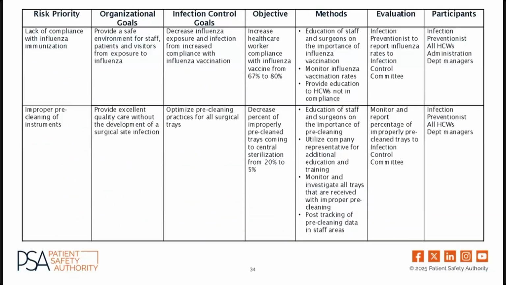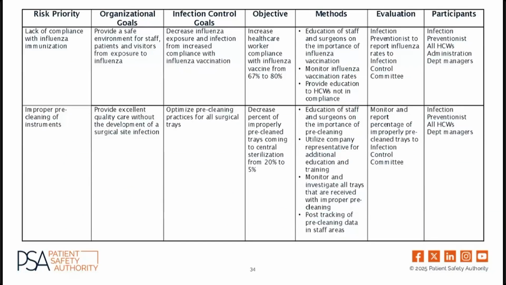So we've got our goals, and this is how we're going to lay them out and how we really want to look at them in a broad sense. So again, what is our risk? Lack of influenza immunization. The organization as a whole, our goal is to provide a safe environment for staff, patients, and visitors from exposure to influenza. In infection control, our goal is to decrease your exposure and infection by increasing our compliance with vaccination.